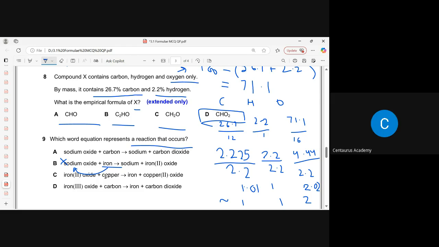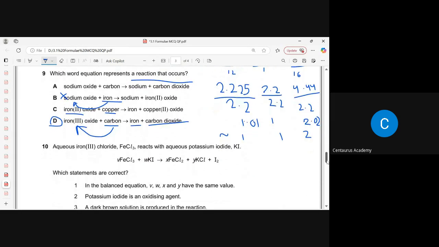Copper is less reactive. Iron is more reactive. So the copper can also not displace iron in this scenario. So the answer is going to be D. Iron 3 oxide reacts with carbon to form iron and carbon dioxide. Carbon is more reactive than iron, so it is going to displace iron from its oxide. As a result, iron oxide is reduced to form iron and carbon oxidizes to form carbon dioxide.